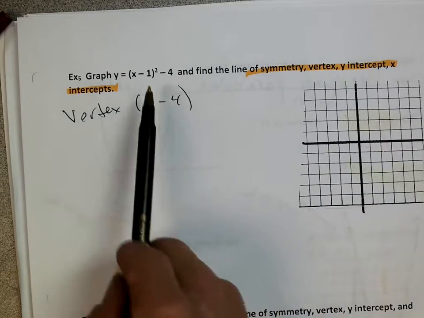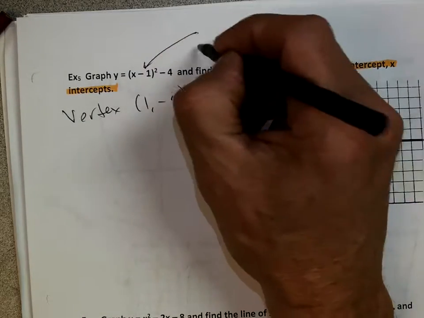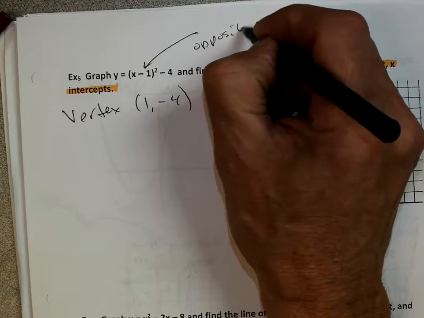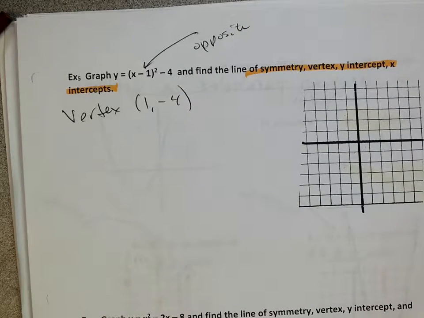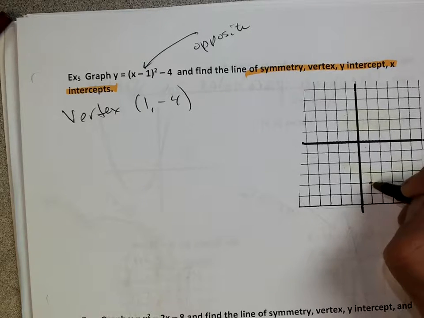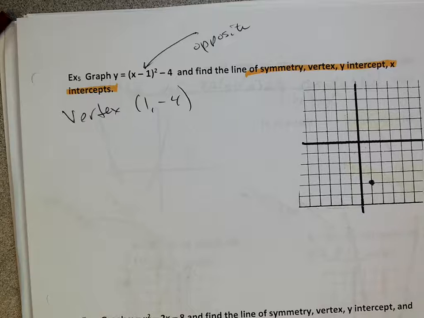Okay? It's the opposite of that -1, it's a positive one, okay? So we're going to have our vertex at 1, -4. It's a smiley face, right, Price? It's a smiley face because of the positive. So we know that it opens up.